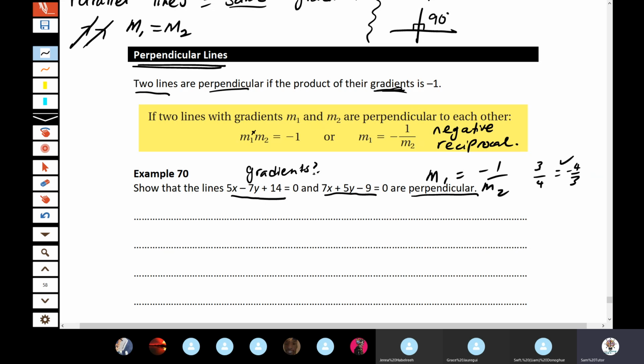So what do we know? How do we find the gradient of lines? How do I need to write these to find gradients? Someone help me out. If I've got a line, how do I find gradients? I'll give you guys a clue then.